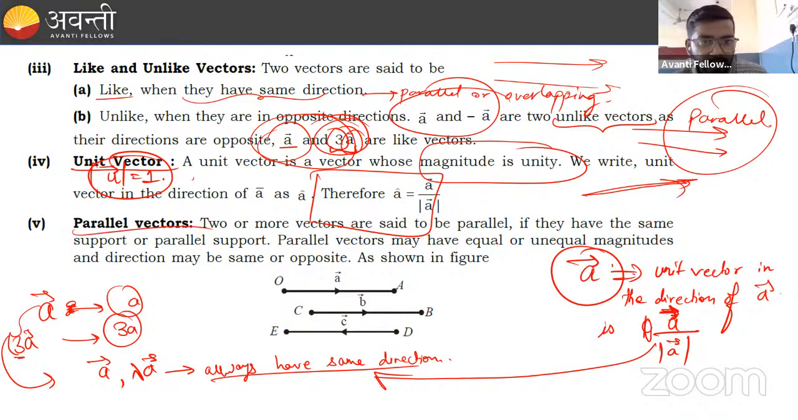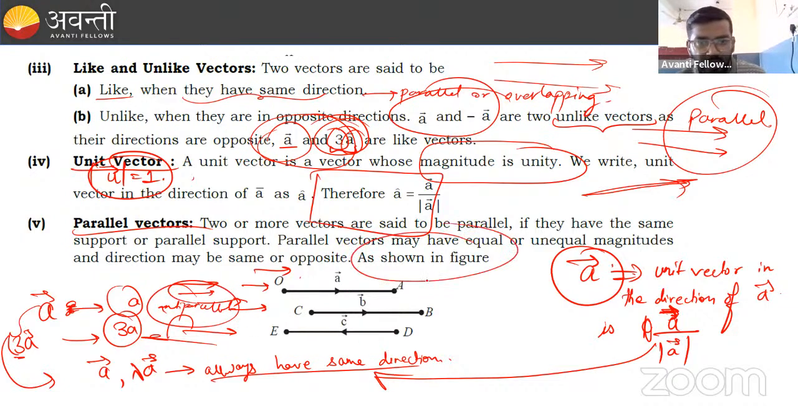Parallel vectors, what are they? Two or more vectors are said to be parallel if they have the same support or parallel support, right? Same direction or parallel support, like this vector is parallel, this is parallel. Parallel vectors may have equal or unequal magnitude and the direction may be the same or opposite. So this vector is parallel, this vector is parallel. Generally we call this anti-parallel as well, right? But the support is the same, as shown in the figure. See here, these all are parallel vectors.